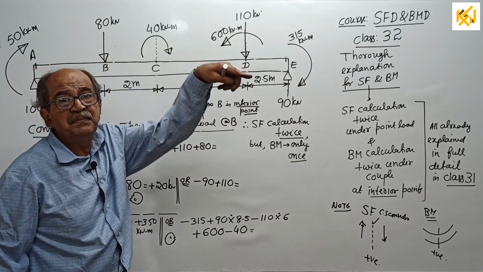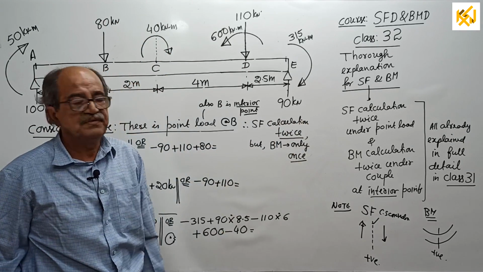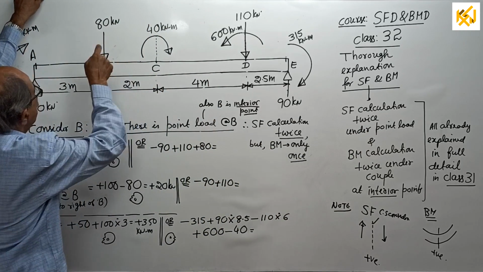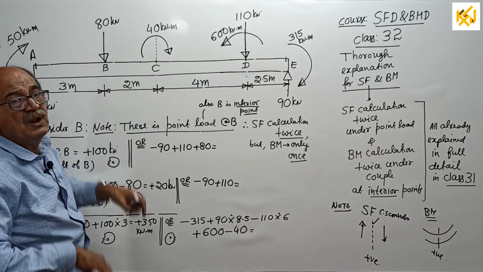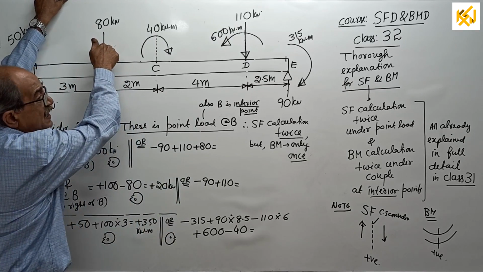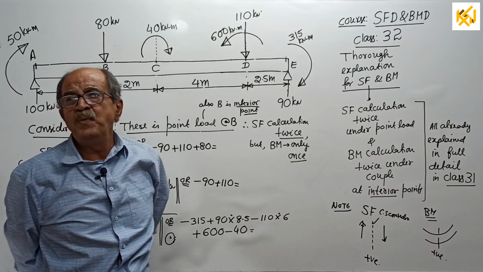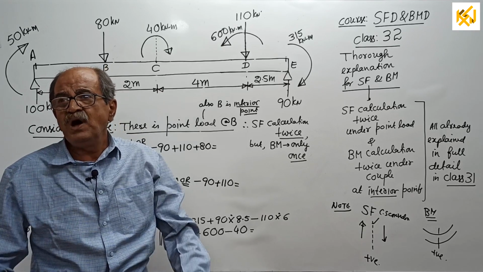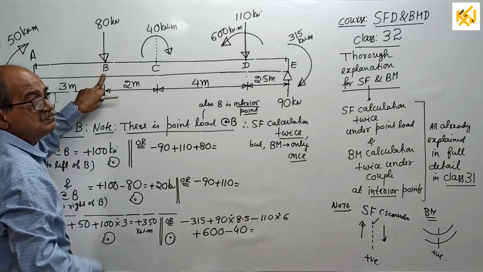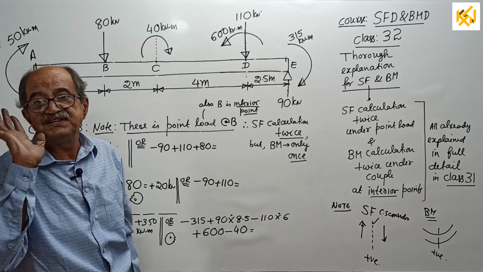Therefore, at an interior point, if a point load is there, shear force calculation is twice. And then at B, for bending moment calculation, you see whether a couple is there. Shear force twice is due to point load. Bending moment twice is due to couple. So I will tell now only, once for all. At B, only point load. Therefore, shear force twice, bending moment only once.